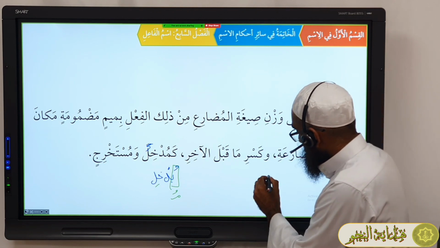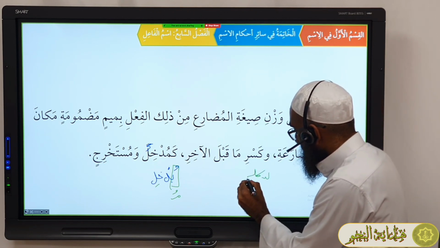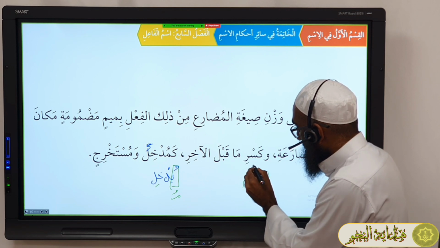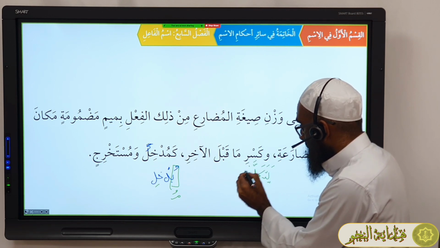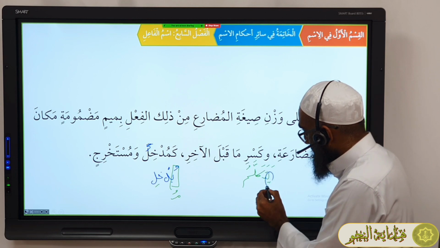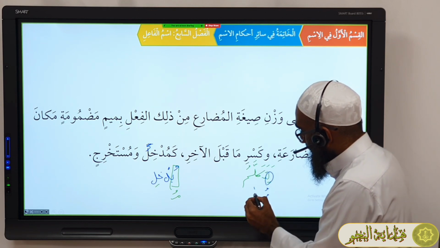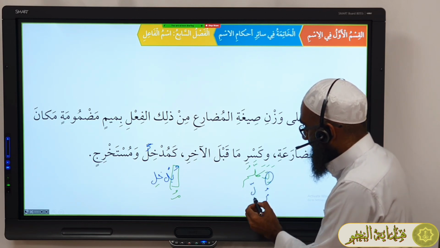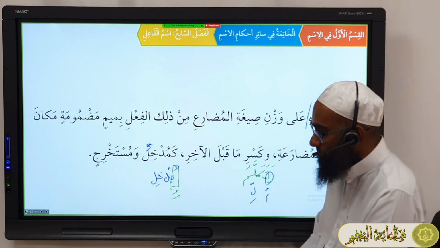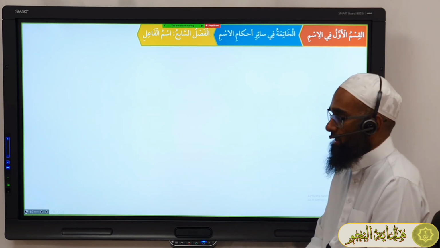So yatakallamu. Here you make the ya into a mim madhmoom, and you say lam, and you make it into a kasra, mutakallimin. Okay? Yes, very simple.